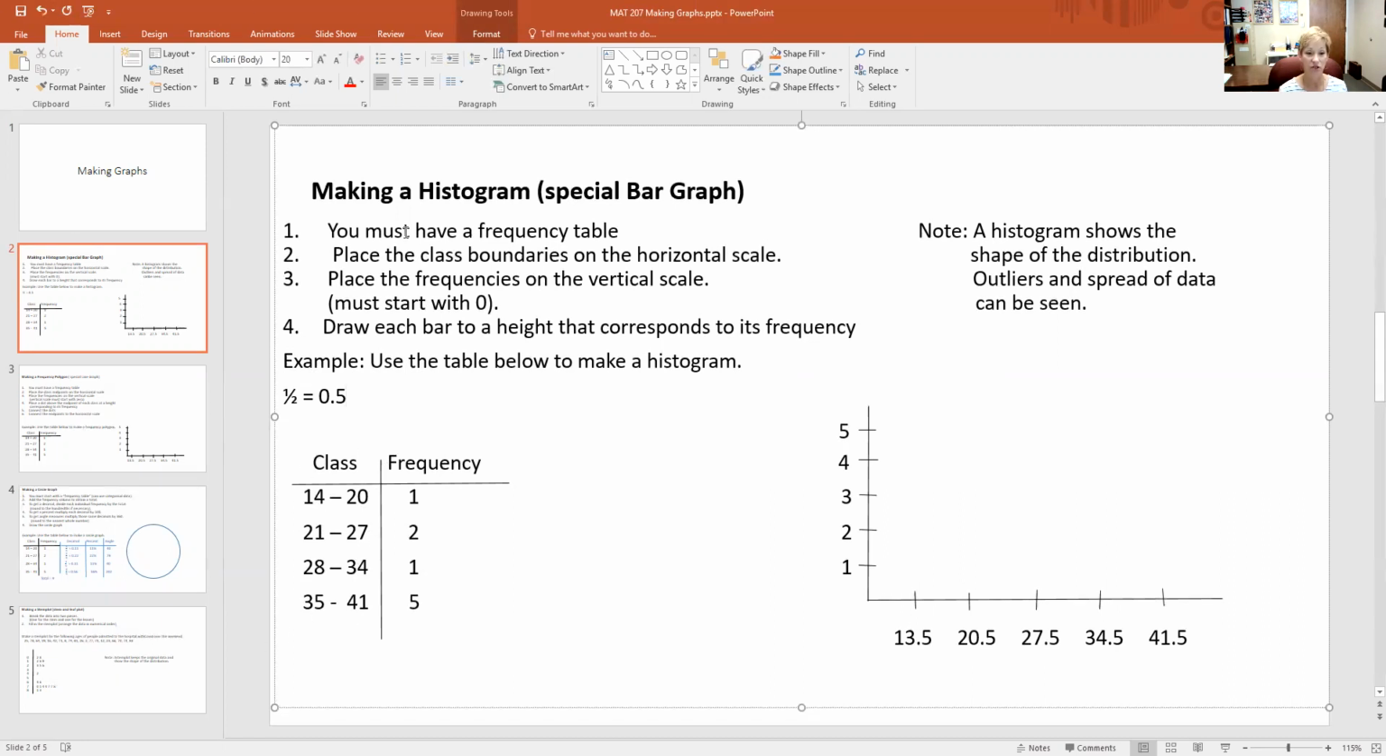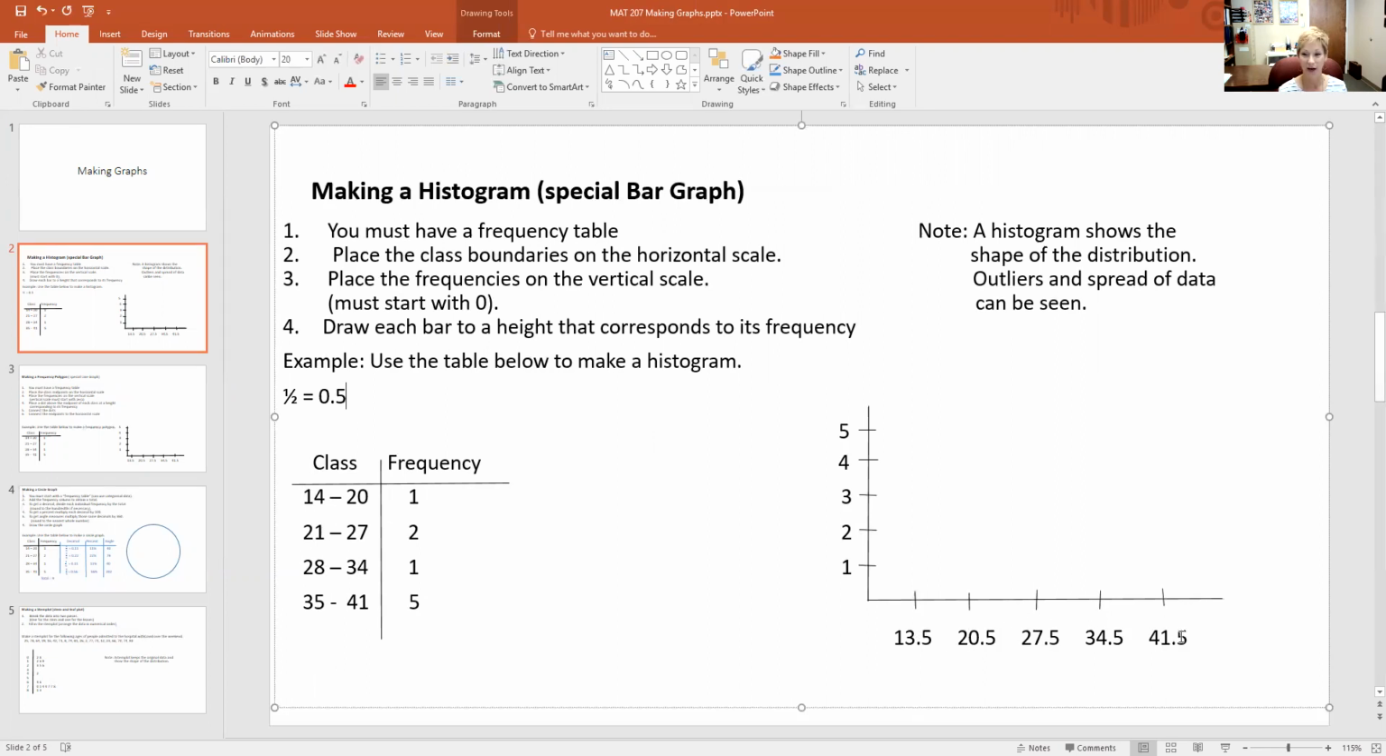All these boundaries, you can go back and look in your notes. Remember, you're supposed to take notes. This is basically similar to what you did in the previous video. So if it bothers you, stop the video, go back and look at how to get boundaries on your frequency table. My boundaries end up being 13 and 5/10, 20 and 5/10, 27 and 5/10, 34 and 5/10, and 40 and 5/10.